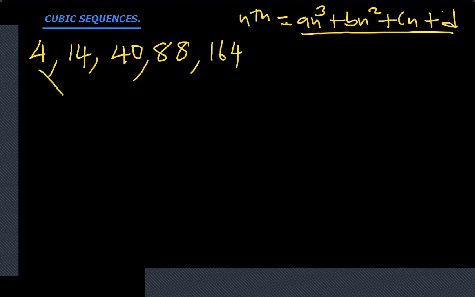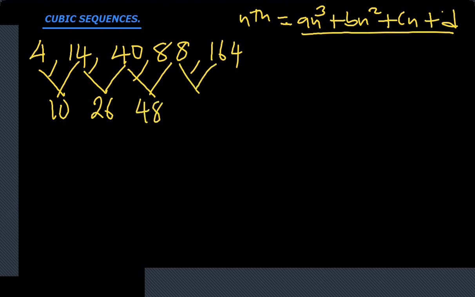So the difference between the first term and the second term gives us 10. The difference there, 40 minus 14, quickly help me, gives us 26. Then you have 88 minus 40, that gives us 48. Then you have 164 minus 88, that gives us 76.